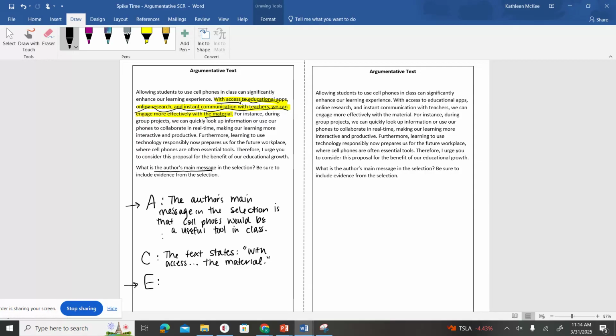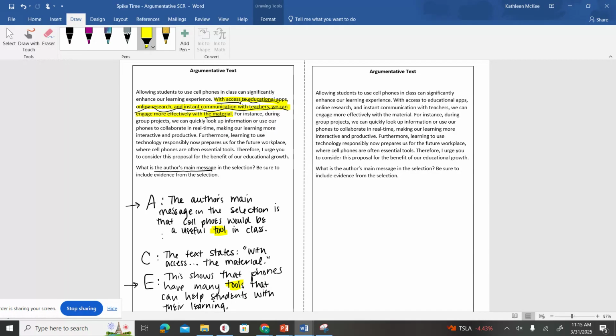Okay, and then finally for the explain. This is where you try to explain it to a child. So if it says, with access to educational apps, online research, and instant communication with teachers, we can engage more effectively with the material, the little kid says, I don't really understand, what does that mean? It means that phones come with a bunch of different tools on them that can help you to learn better. So this shows that phones have many tools that can help students with their learning. Then as a writer, you might see that I use tools more than once. That's repetitious, so you would go back and find a synonym for tool and change it to make it better.